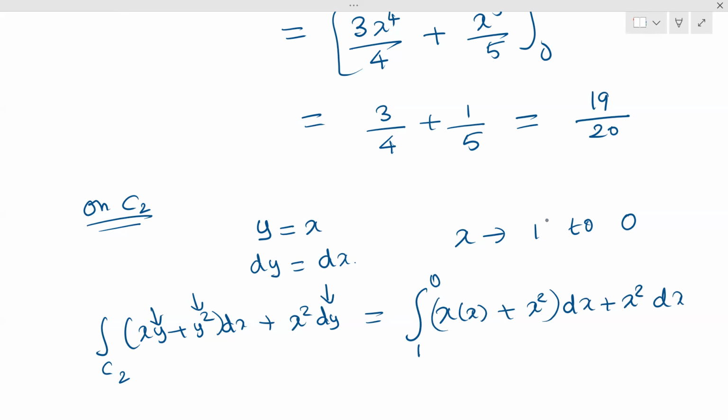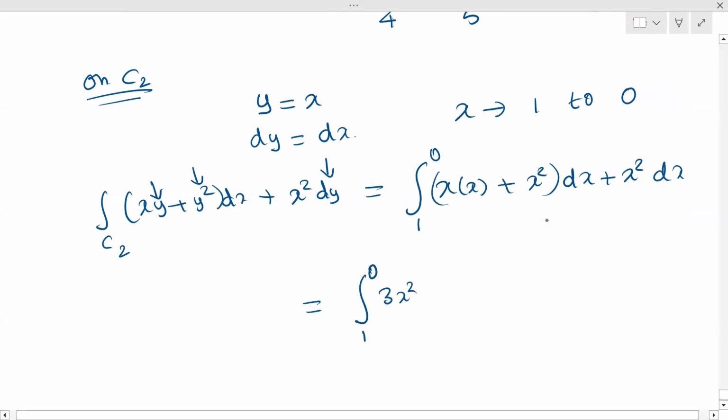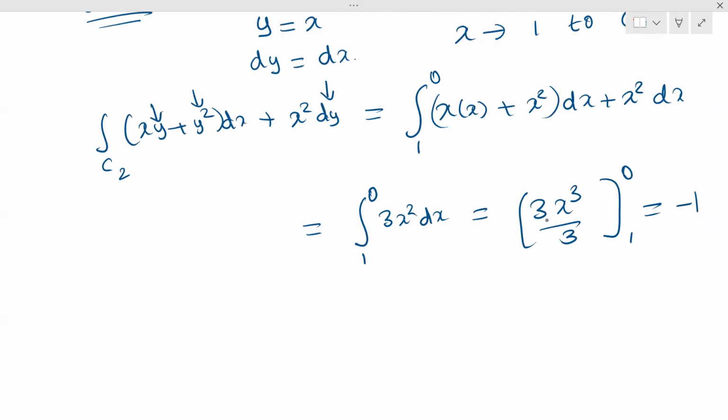Here what you will get in limit 1 to 0 is 3x square dx. So when we integrate, 3x cube by 3, the limit is 1 to 0, which is equal to minus 1.